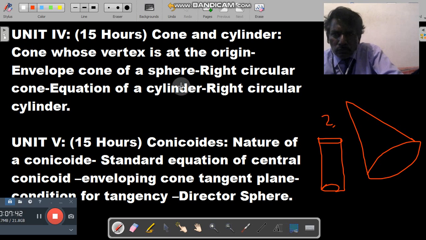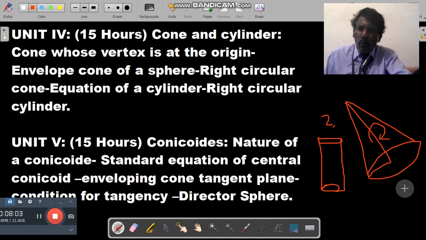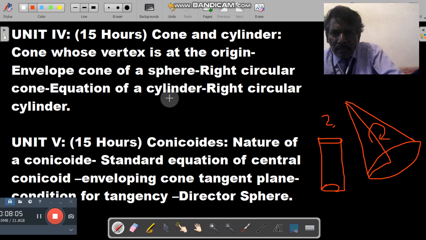Then how to find the enveloping cone of a sphere. A sphere will be given, and how to make the cone out of that. Similarly, right circular cone. If you rotate, you get a cone. So right circular cone and right circular cylinder, everything we are going to study here.